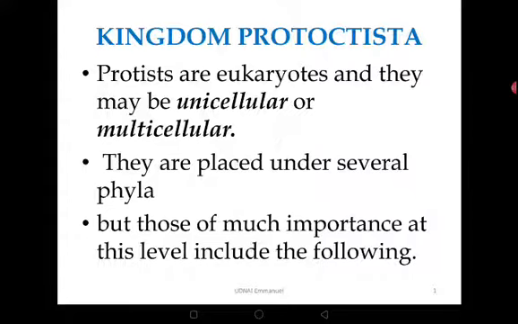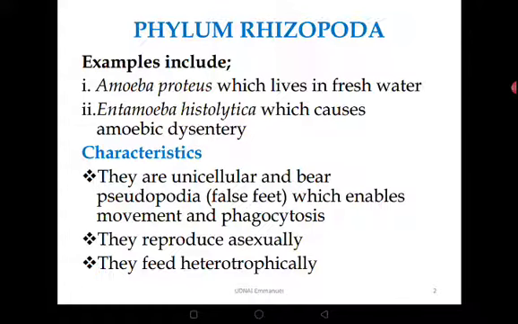And these members are eukaryotes. Unlike the monerans or the prokaryotes, these ones are eukaryotes. They have true nucleus and membrane-bound organelles. And some of them are single-celled, they are unicellular, and others are multicellular, they have many cells. And they have very many phyla, but we may not be able to cover all of them, but we are going to look at a few that are common, and especially those that have a great economic importance to man. So welcome to Kingdom Protoctista.